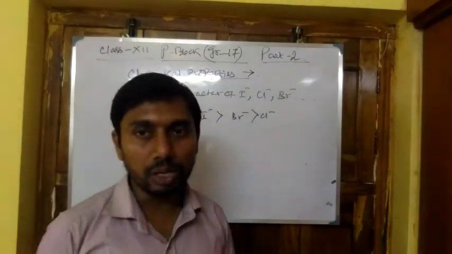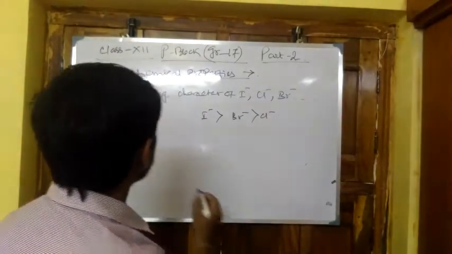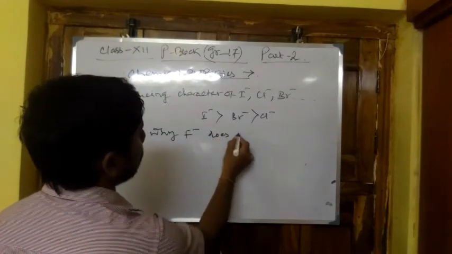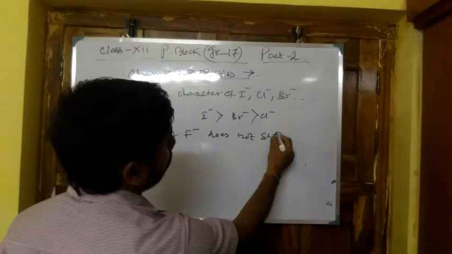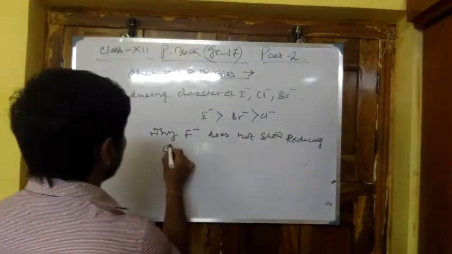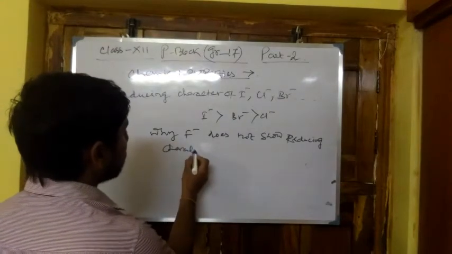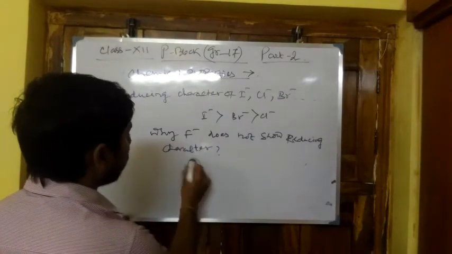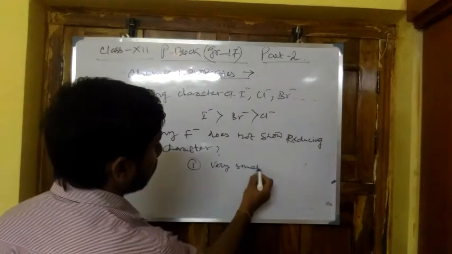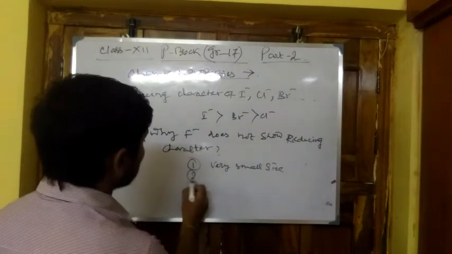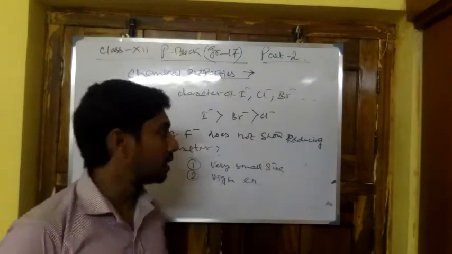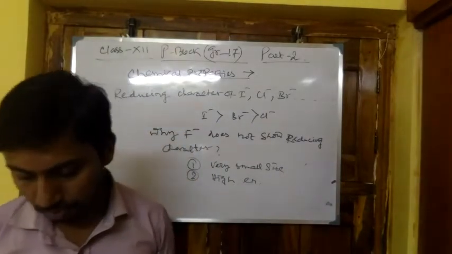Why does F minus not show reducing character? The answer lies in the basic properties of fluorine: number one, its very small size, and second, its high electronegativity. These are the two factors for which F minus does not show reducing character.